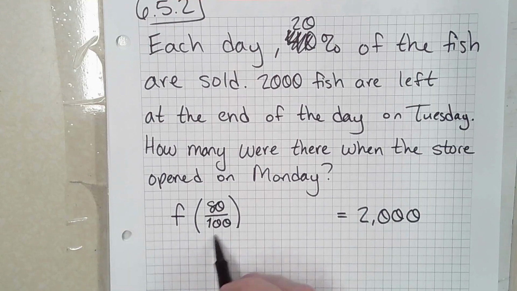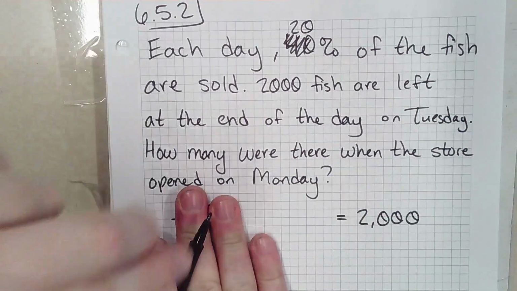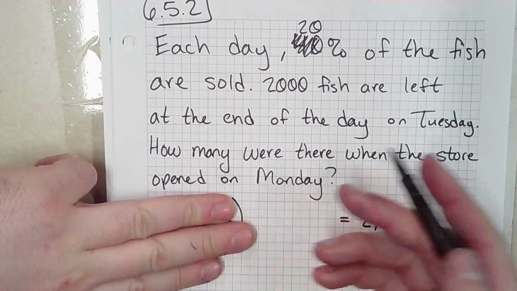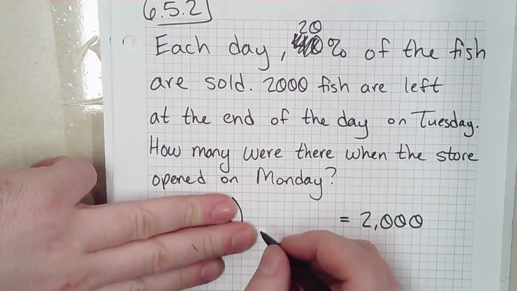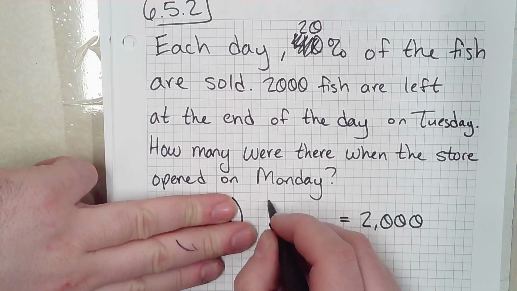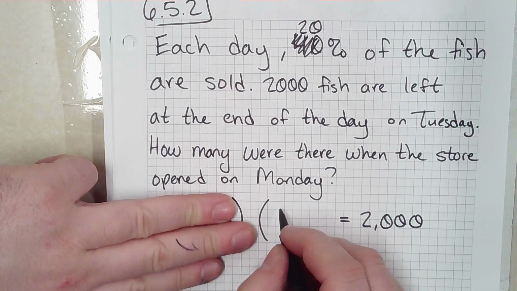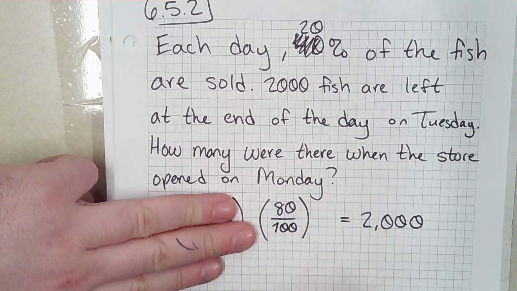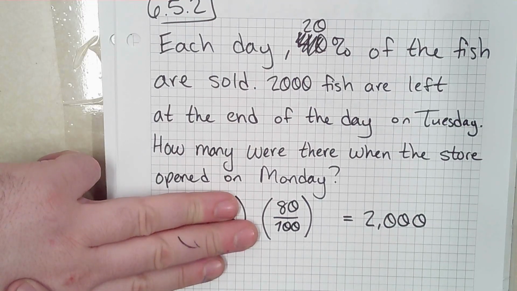And then we get some number here, right? This will be some number. That's what's left over on Monday, what's underneath my fingers. Well then at the end of the day on Tuesday, we lost another 20%. So here's what we had on Monday. If we take another 20% away, 80% will be left over. And what will be left will be 2,000 fish.